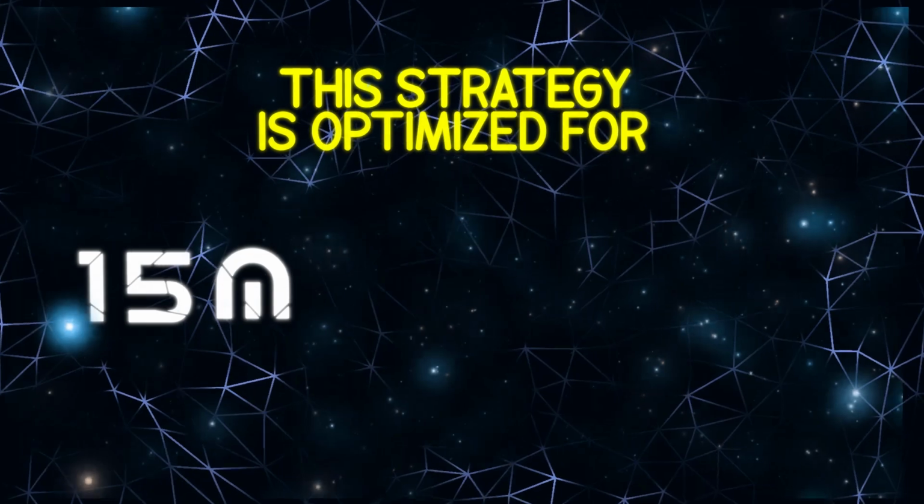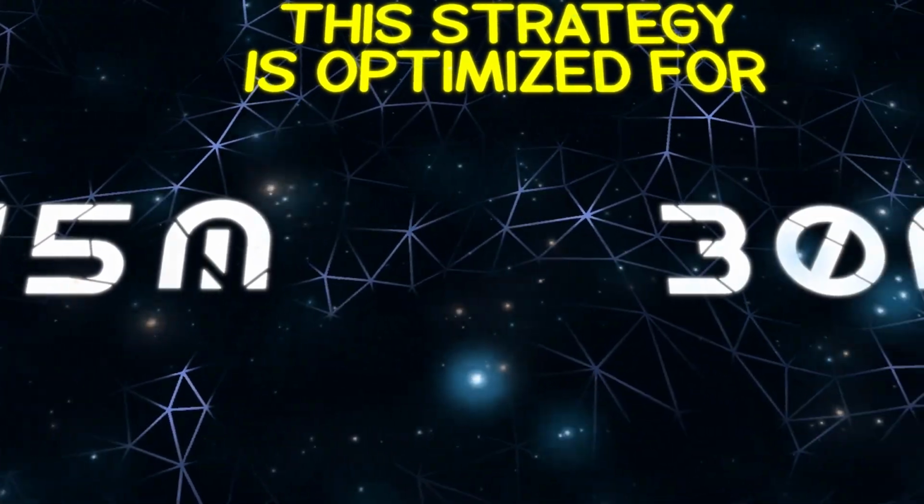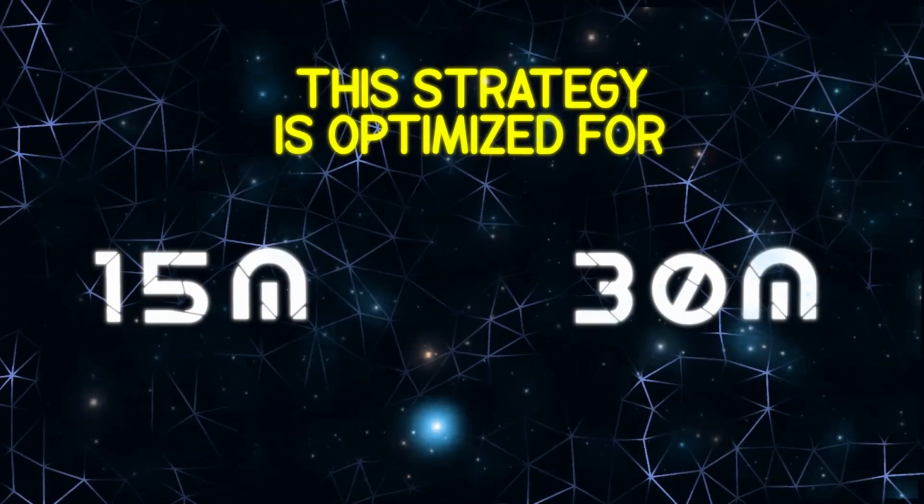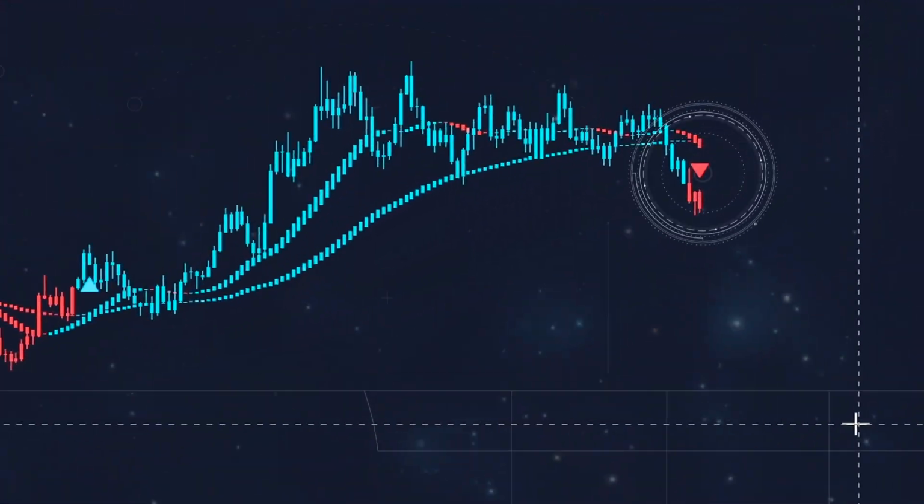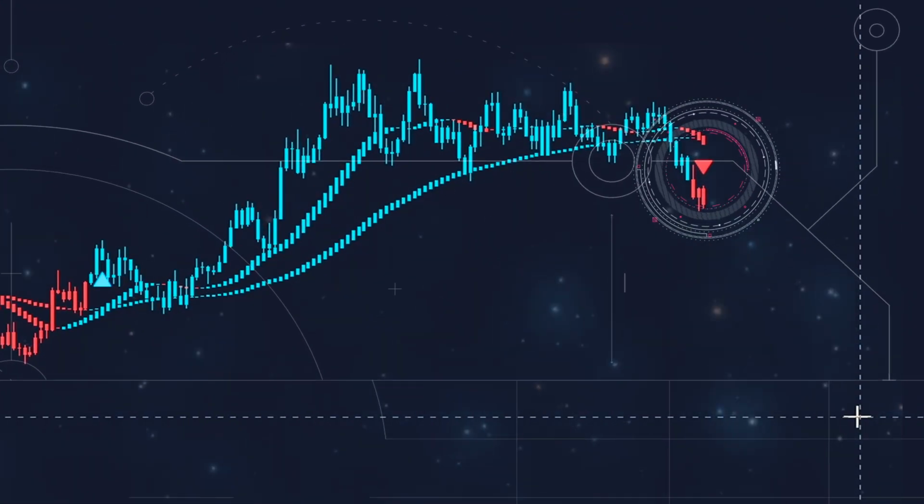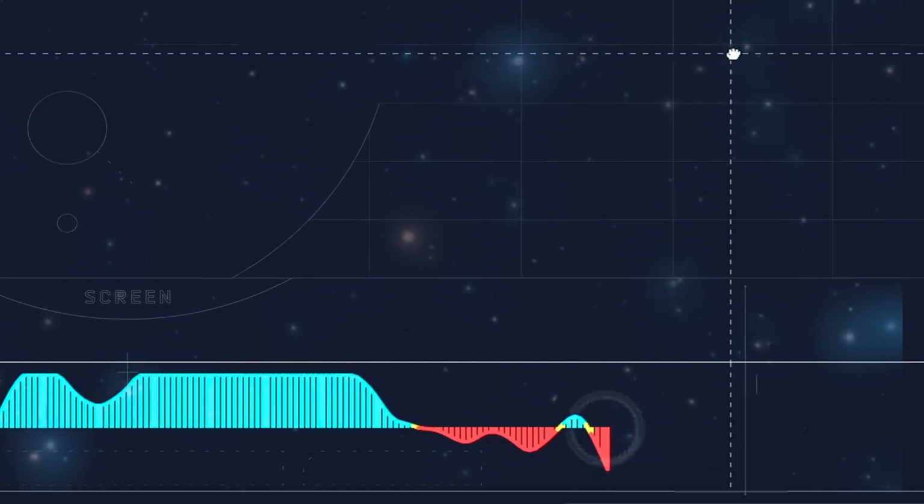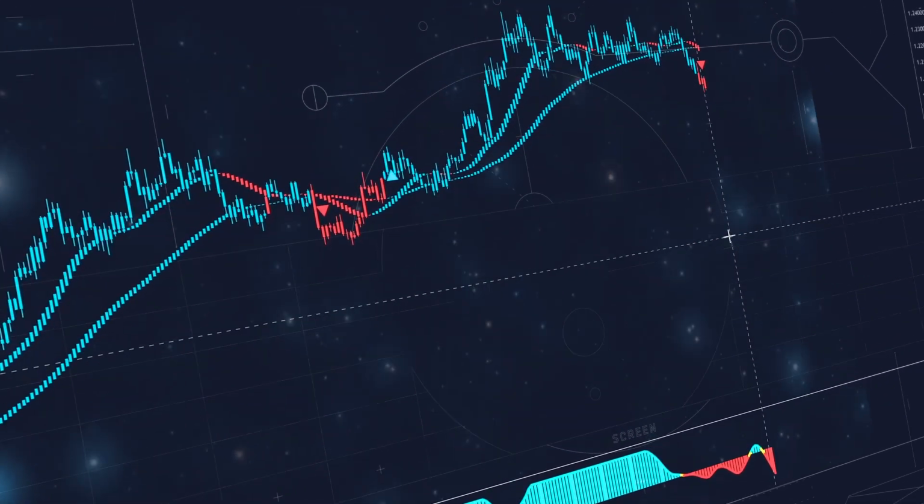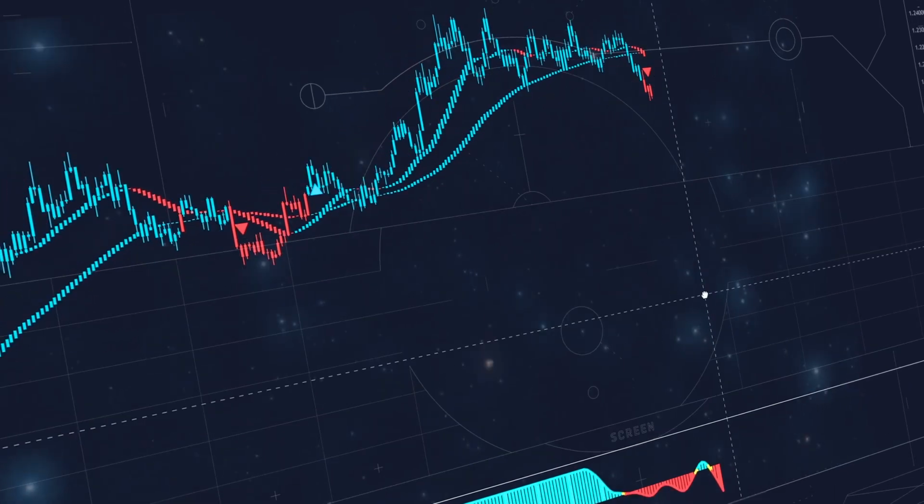This strategy is optimized for low timeframes of 15 and 30 minutes. It is not recommended to use it in other timeframes. In this situation, when observing a bearish signal, it is important to take into account the second indicator that confirms the downtrend. This gives us greater confidence in our decision to trade downwards.